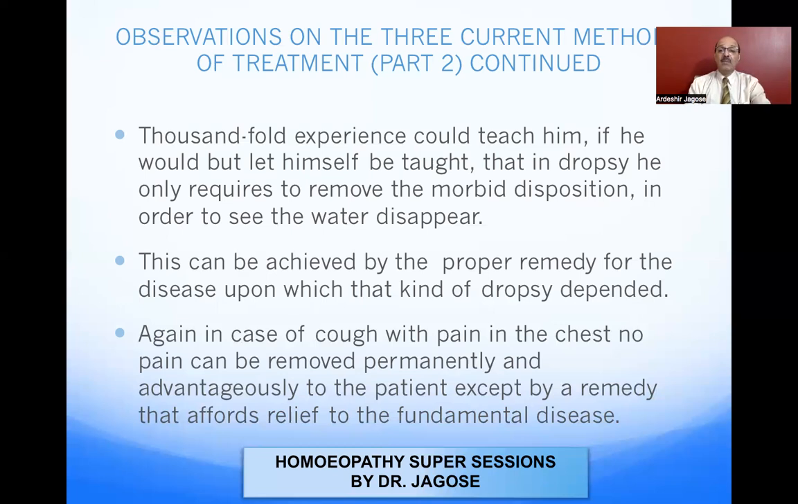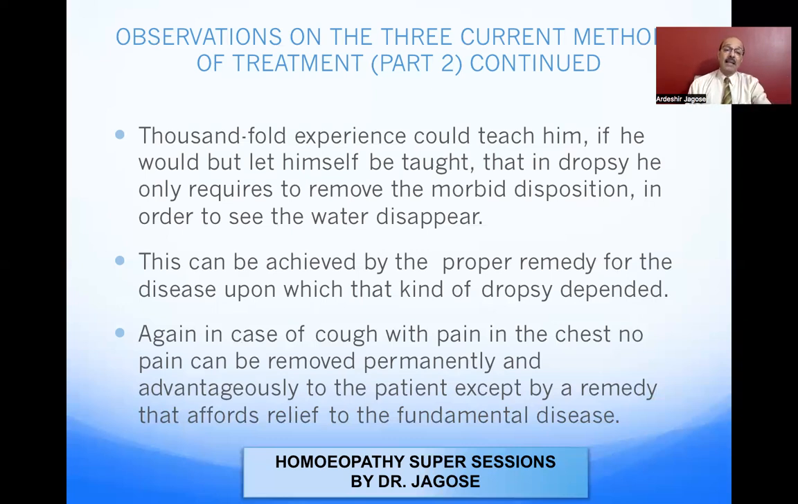Thus, this can be achieved by the proper remedy for the disease upon which the kind of dropsy depended. So how do you find the disposition? The disposition is nothing but the mental and the physical makeup of the patient, that is, the totality of symptoms on the mental plane as well as on the physical plane. So a suitable remedy can be obtained by identifying the proper disposition of the patient and giving the remedy. And by doing so, what will happen? The dropsy will completely disappear.